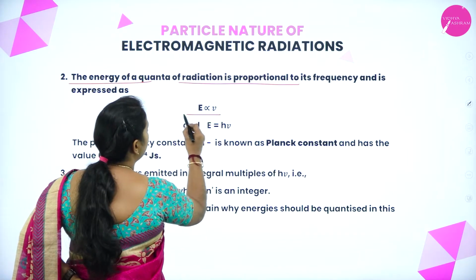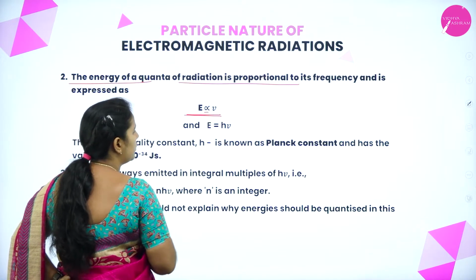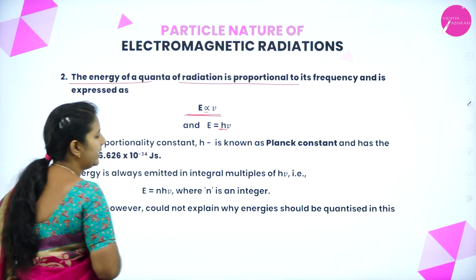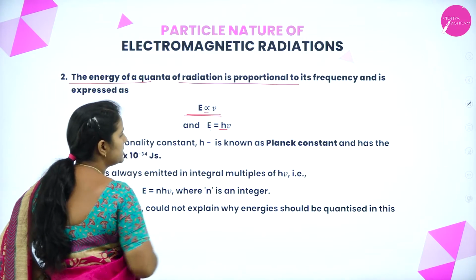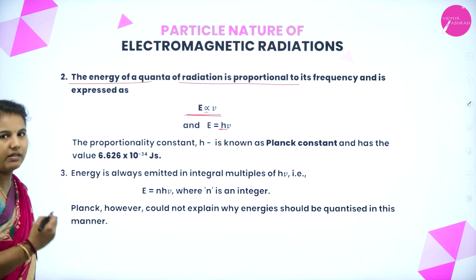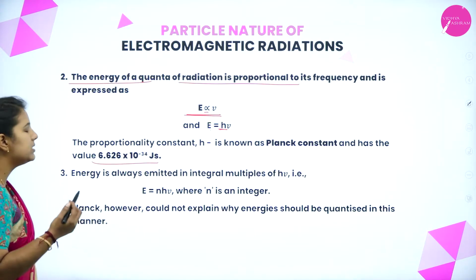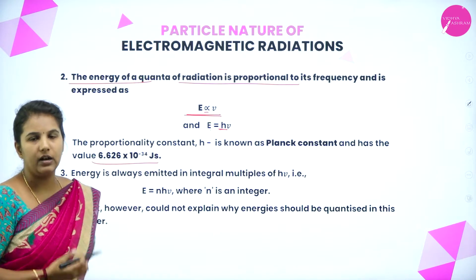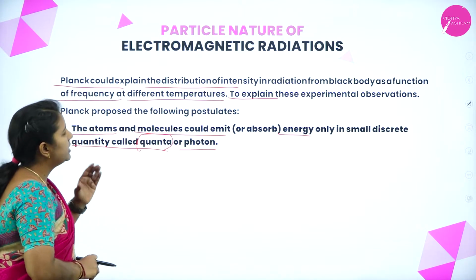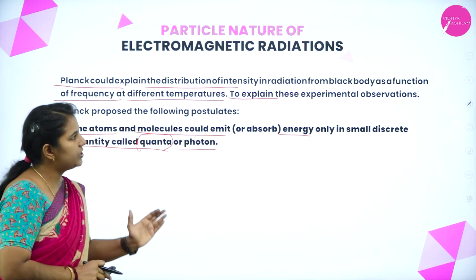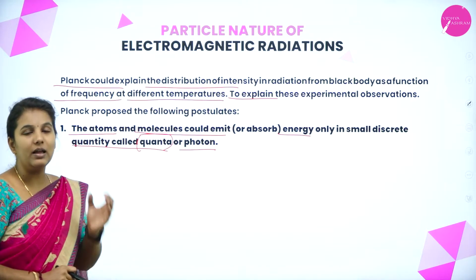He knew that the energy is directly proportional to the frequency, and in order to remove this proportionality he put in a new letter, h, and it is defined as E = hν, where h is the Planck constant, which always has the constant value 6.626 × 10^-34 joule seconds. This is how Max Planck, in order to relate the distribution of intensity of radiation from the black body as a function of frequency, put forward all three postulates.